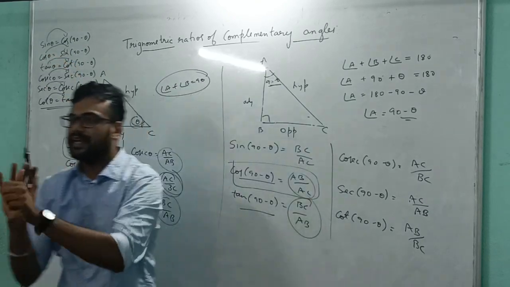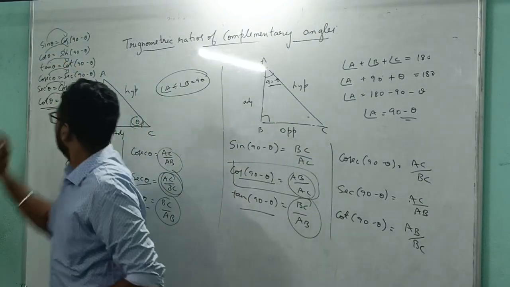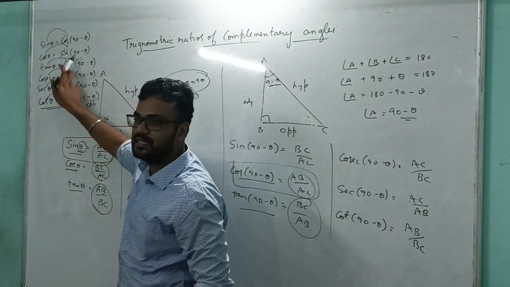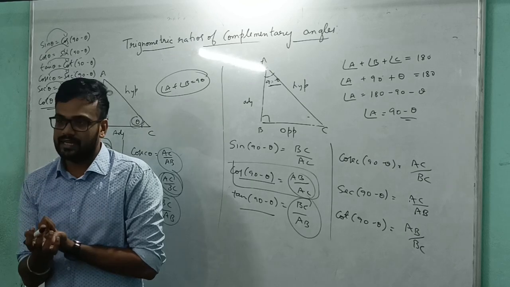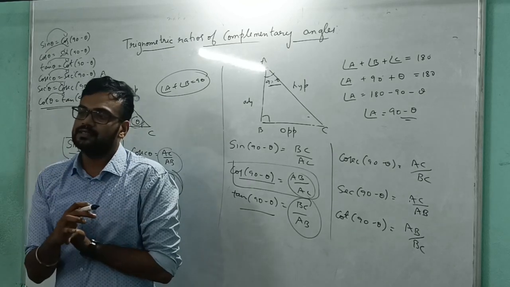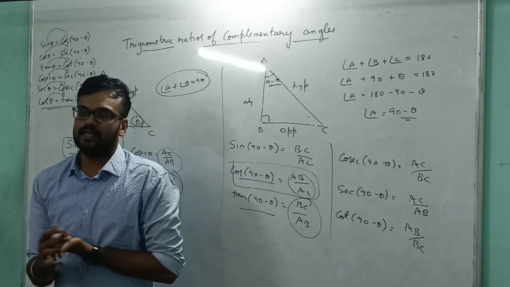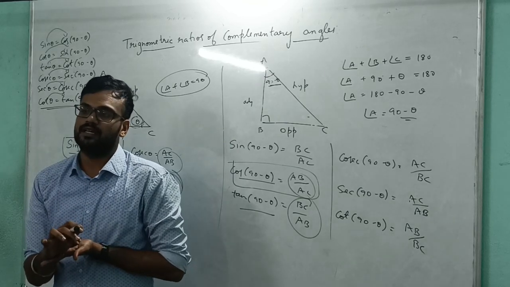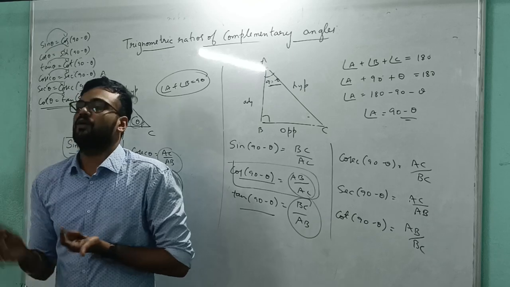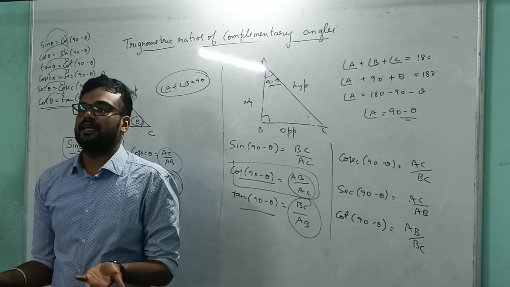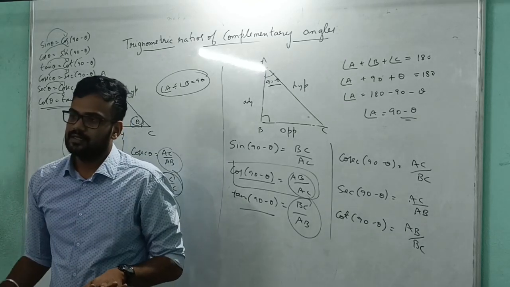Okay, so what is sin 90 minus theta? Cos theta. What is cos 90 minus theta? Sin theta. What is secant 90 minus theta? Cosecant theta. What is cosecant 90 minus theta? Secant theta. What is tan 90 minus theta? Cot theta. What is cot 90 minus theta? Tan theta. That's it. This is what I want.